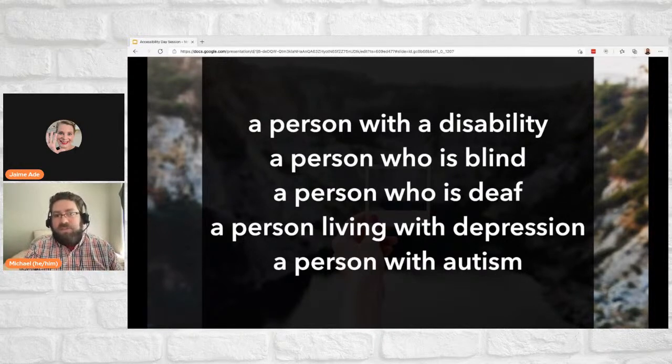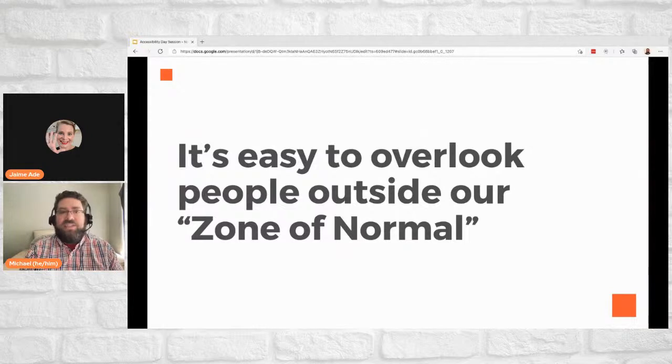So that person first language, I know it seems like a simple thing, but it can actually have a pretty big difference in terms of making people feel like they belong in the situation and not that they're being labeled as their impairment. Remember earlier I said it's easy to overlook people outside our zone of normal.